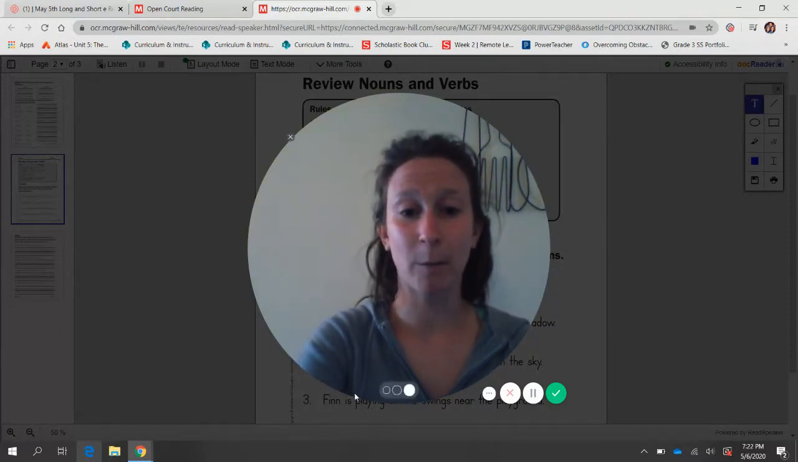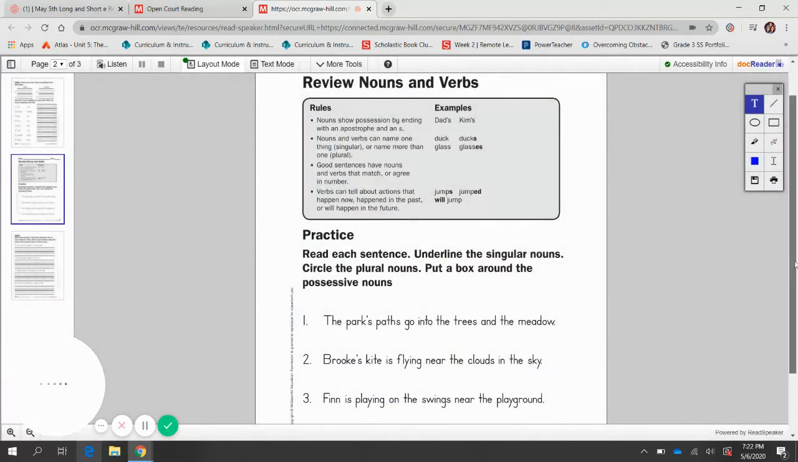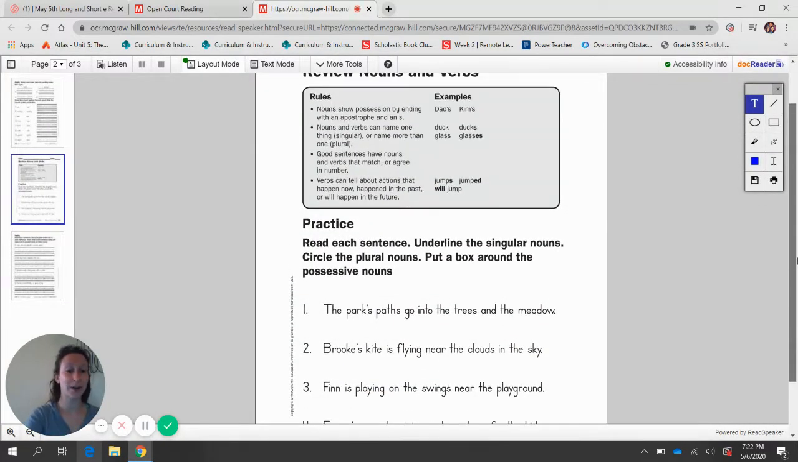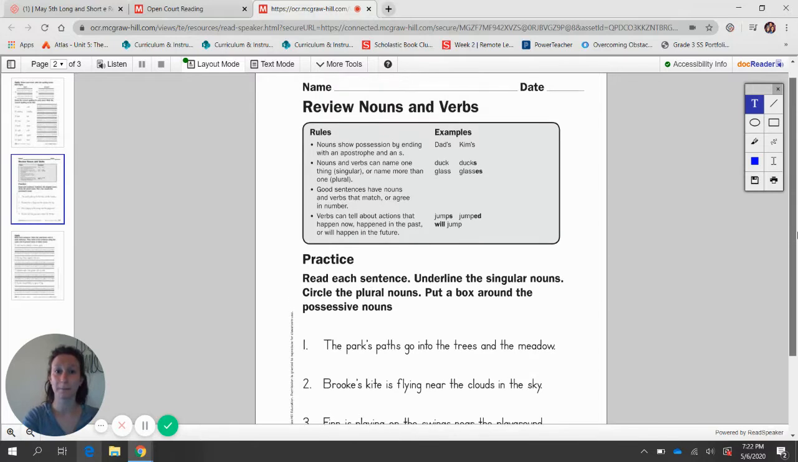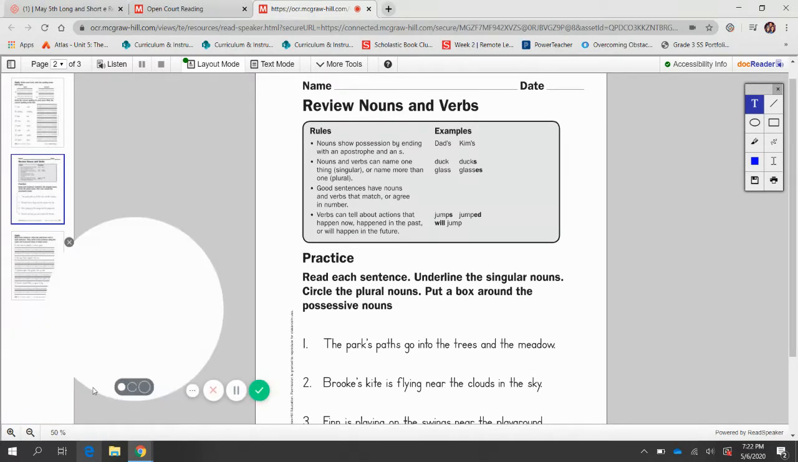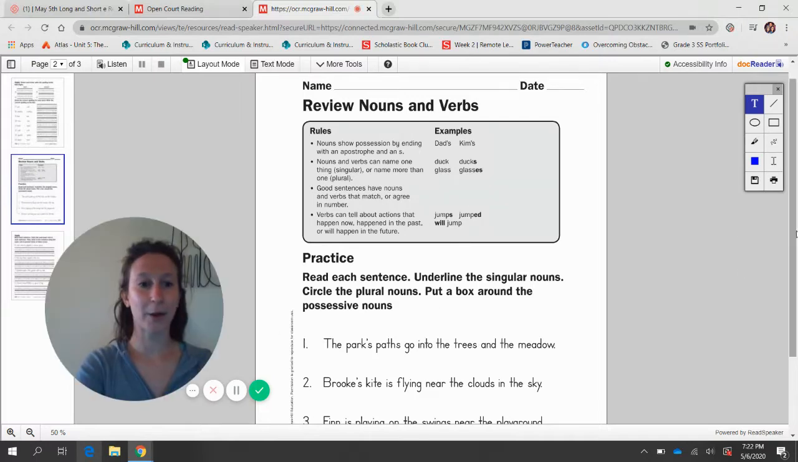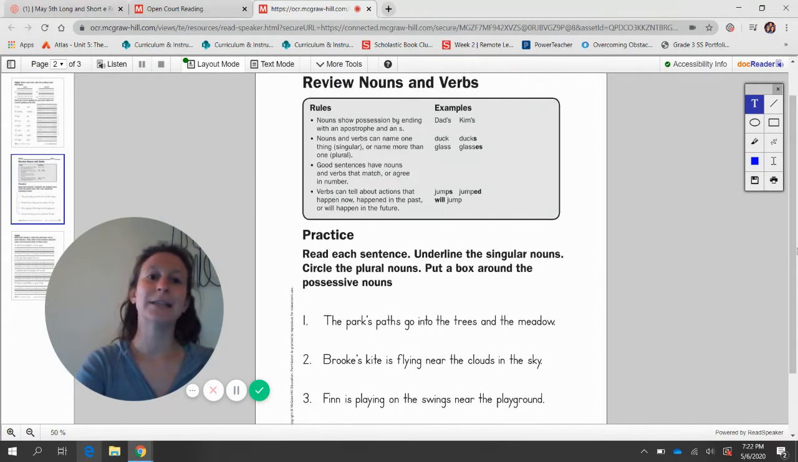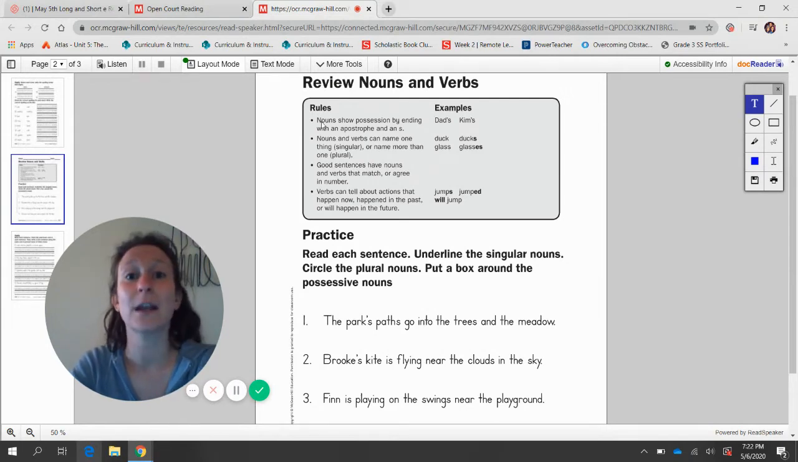I'm going to make myself a little bit smaller. And we are going to be going to page 219 and 220. All right. Make myself just a little bit bigger. There we go. All right. So it says review nouns and verbs. And these are some of the rules for these nouns and for these verbs. On this page, it's just nouns. On the other side, on the back, those are verbs. And we'll talk about those in a second.